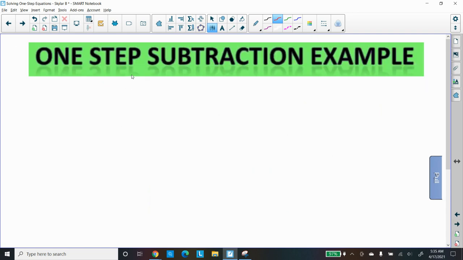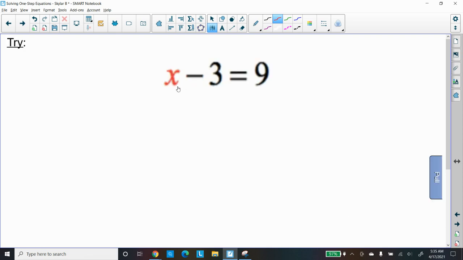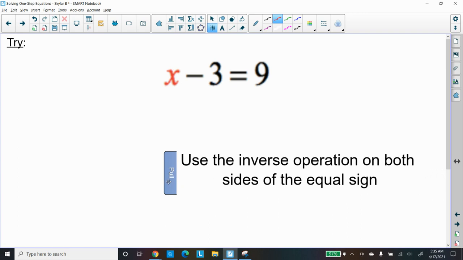Let's take a look at a one-step subtraction example. And again, the key is use the inverse operation on both sides of the equal sign. So here's our example. X minus 3 equals 9. Now remember, we have to use the opposite operation. So opposite operation. So the inverse operation. Keep that word inverse in mind because it means the opposite.